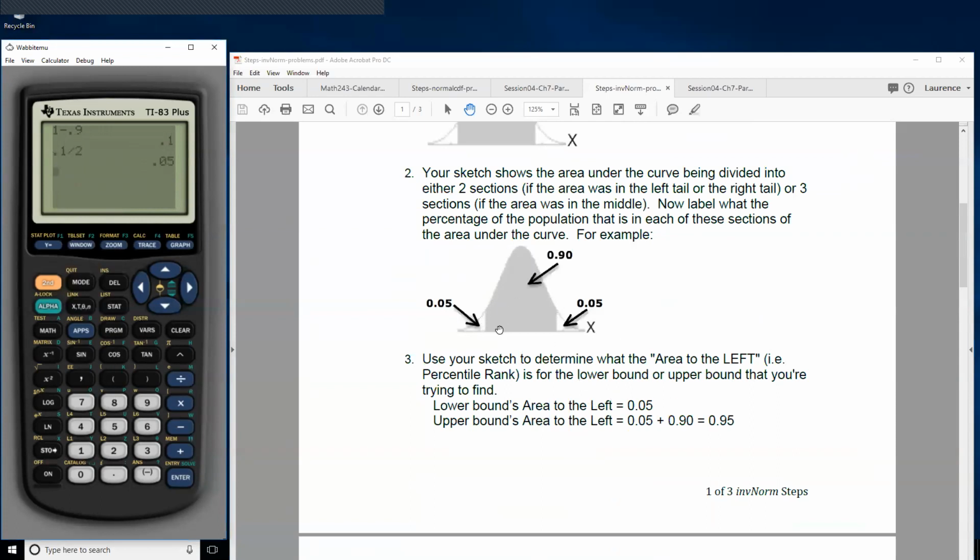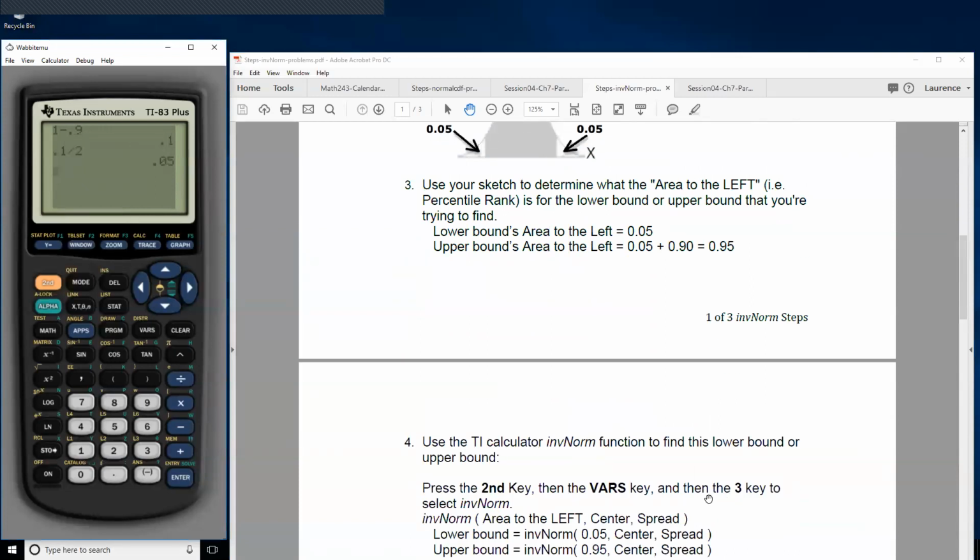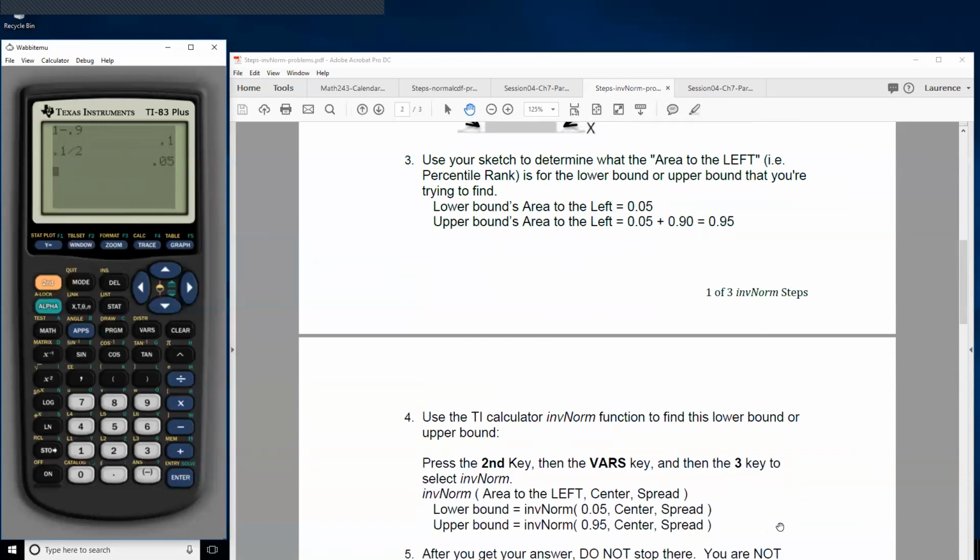But you see how my sketch makes sure I know what the area to the left is for my lower bound, what the area to the left is for my upper bound. Because those are the inputs inverse norm is going to need. So for this lower bound, it's inverse norm, give it this area to the left, and then the center and spread for your population. Of course, those are given to you. You enter that into your calculator, and it'll tell you the lower bound for this interval.